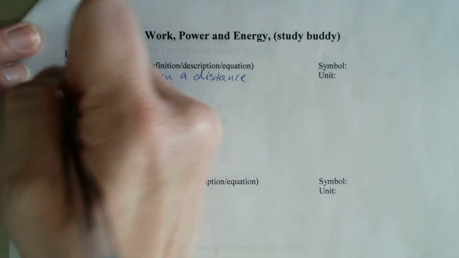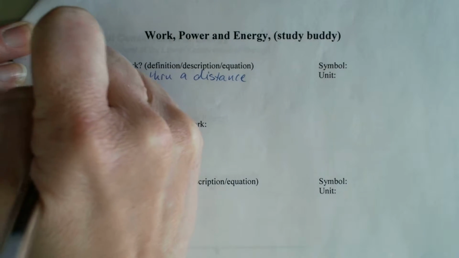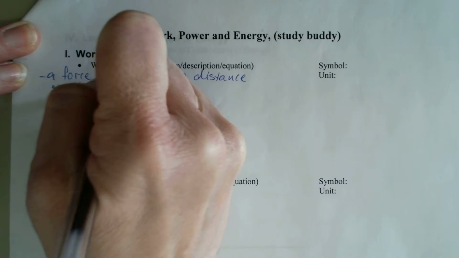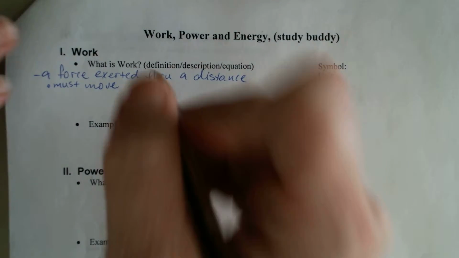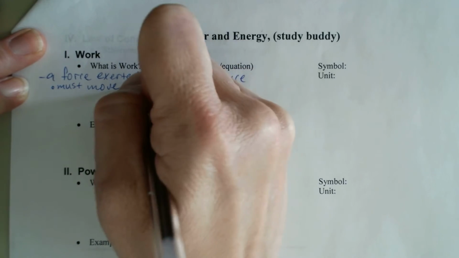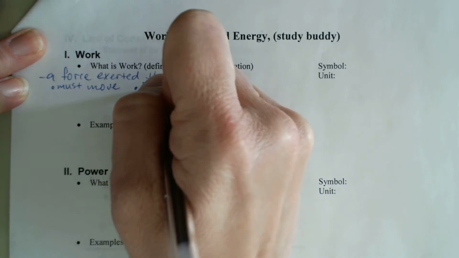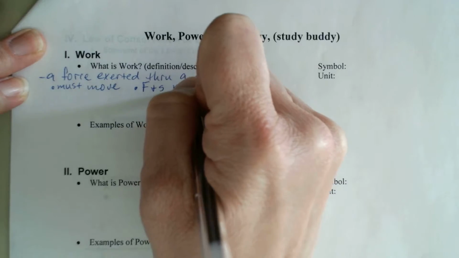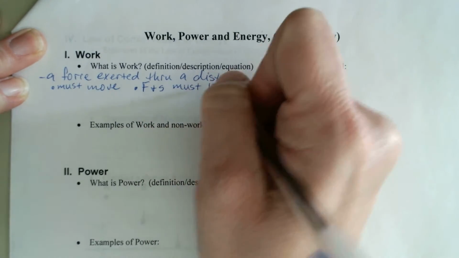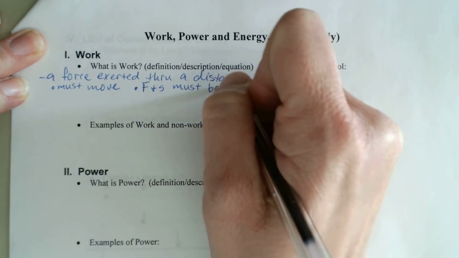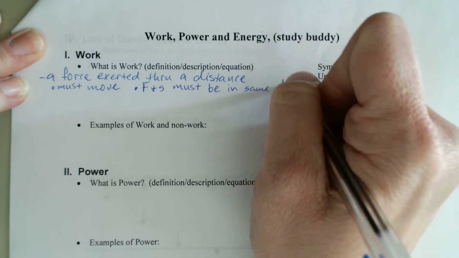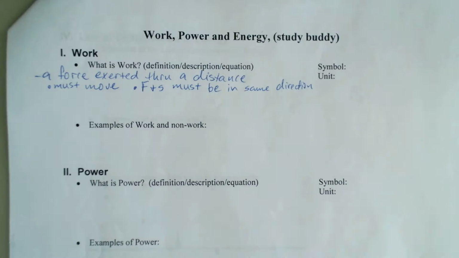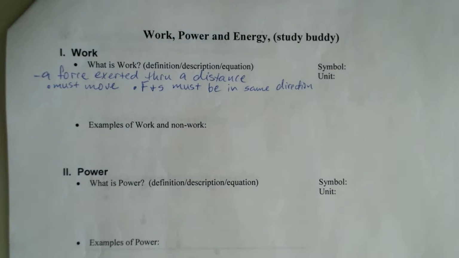An object must move. And the force and the displacement must be in the same direction. So they can't be perpendicular to each other. They have to be in the same direction. Okay?